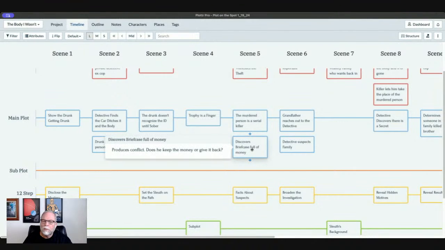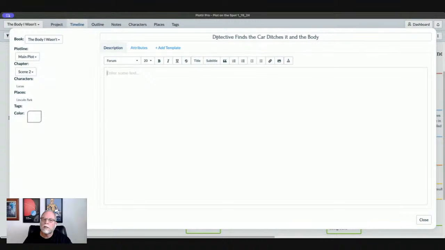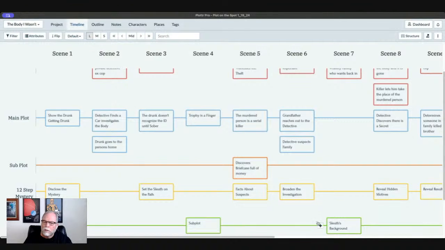Now, maybe this briefcase full of money, this becomes part of the subplot, maybe, okay? The fact that when he goes to the person's home, so let's see, he doesn't find the car. He does find a car, but he investigates the body instead. Okay, so that way now our plot starts to make a lot more sense. Okay, so we're kind of starting to pull it together.